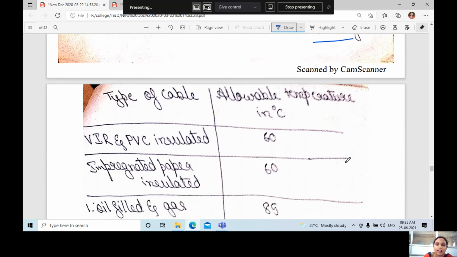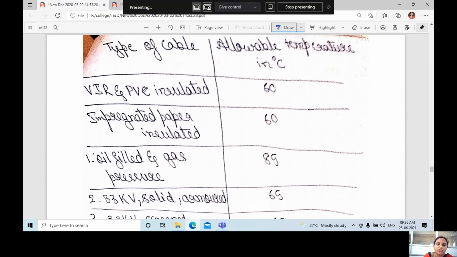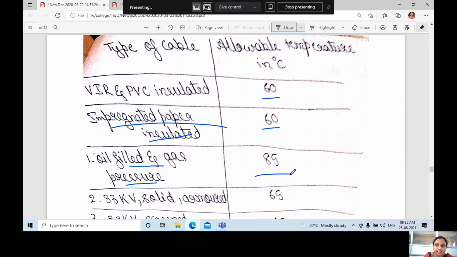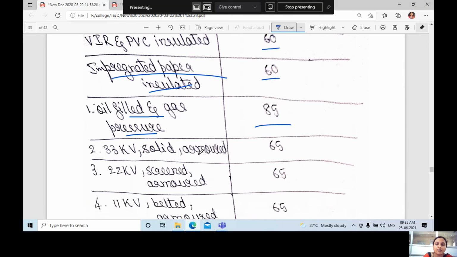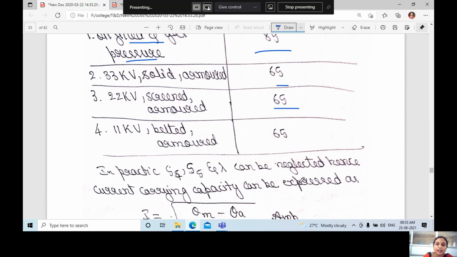The types of cable and allowable temperature. If you see, VIR and PVC insulated cables allow 60 degrees. Next, impregnated paper insulated cables also allow 60. What about oil filled and gas pressure? They allow 85 degrees Celsius. And what about 33 kV solid armor? That is armored, 65, screened armored also 65, and belted type also 65 degrees Celsius.